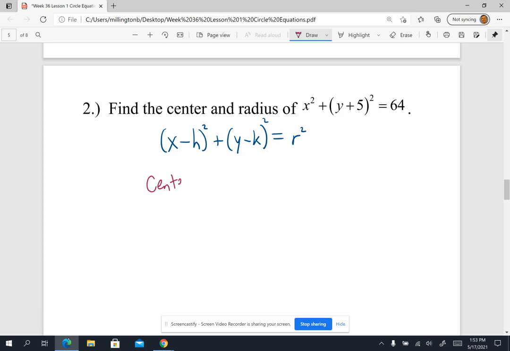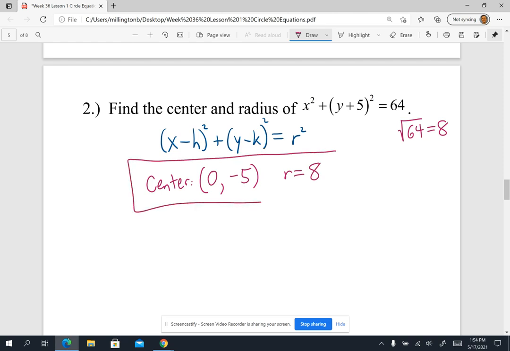So if I was doing this, I would say, okay, the center is, there's no value with the x, so that means that it's just 0 for the x value. And then the y value is going to be the opposite of 5. Since it's y plus 5, that means the y value for the center would be negative 5. And then my radius, I've looked over here and I said, 64. What number would I square to get 64? Or thinking about it the other way, what's the square root of 64? That's 8. So the radius is 8. So your center was 0, comma, negative 5, and the radius is 8.